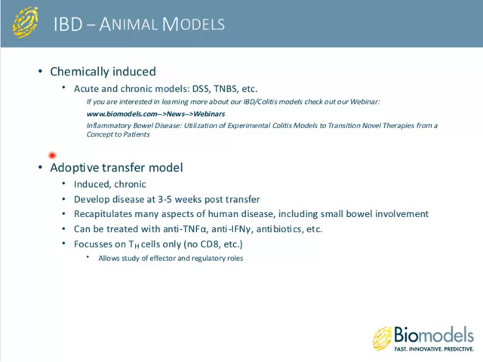It can be treated with clinically relevant therapies such as anti-TNF and antibiotics. An advantage and a disadvantage of this model is that it focuses on just T helper cells, so there's no involvement of gamma delta T cells or CD8 T cells. That's a bit of a disadvantage, but it's also an advantage because you can really hone in on the effector functions of those T cells and their regulatory functions as well.